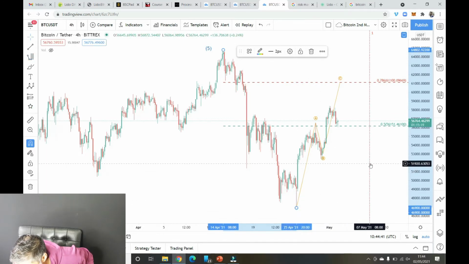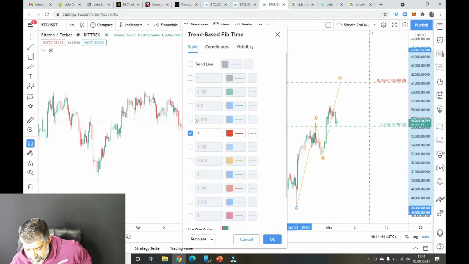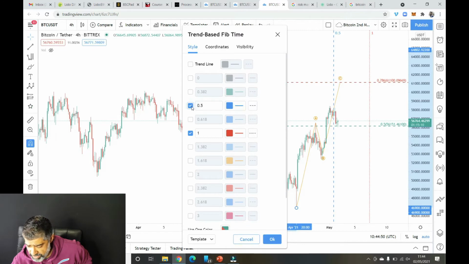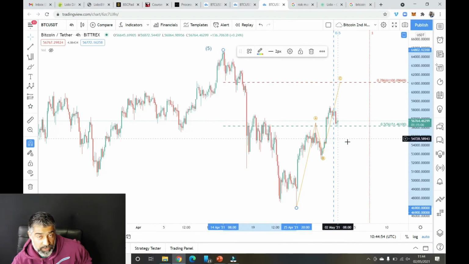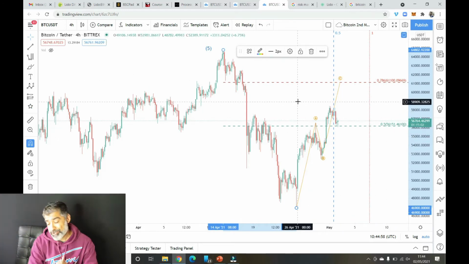So this here, if I just click on here, the maximum tends to be 100%, which is what's represented by this 1. If I just click the 0.5, which represents 50%, now we have this really clean price and time zone for an end of wave B. Now I'm going to go a bit more advanced today because I think you're ready for it.